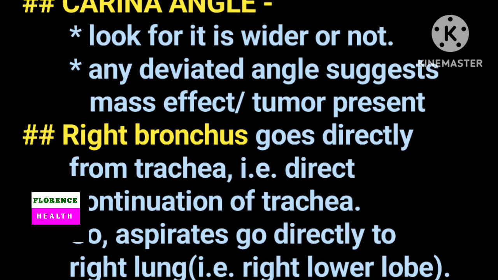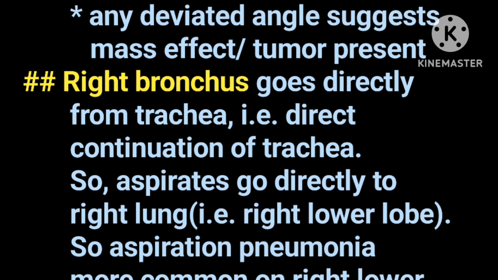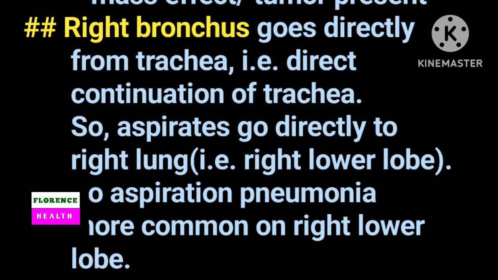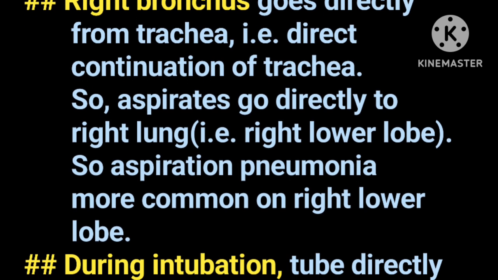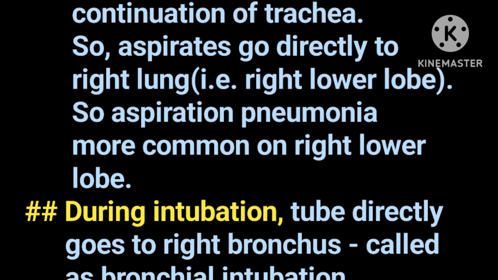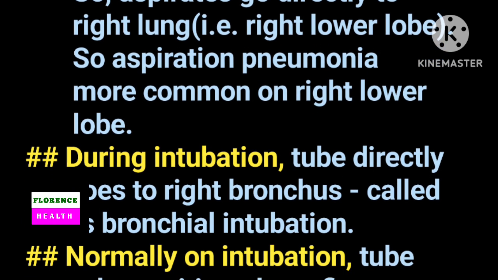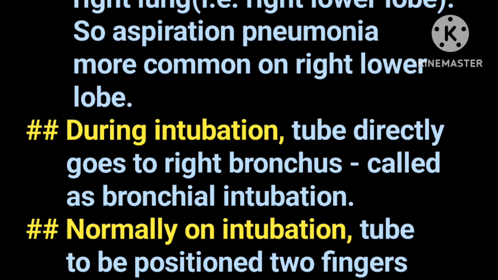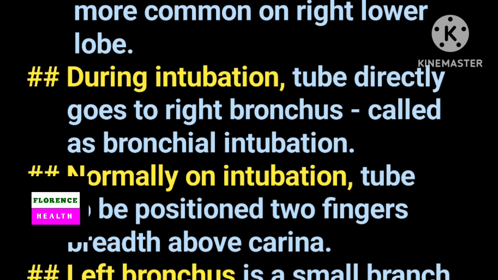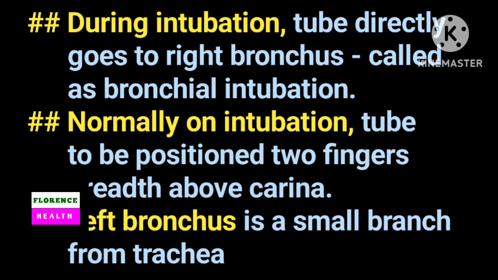Right bronchus is short and more vertical, and also it is a direct continuation of the trachea. That's why the right lung or right lower lobe is more prone to aspiration pneumonia. It is also very easy to enter the right bronchus during intubation, which is called bronchial intubation. But normally during intubation you should keep the tube two finger breadths above the carina.